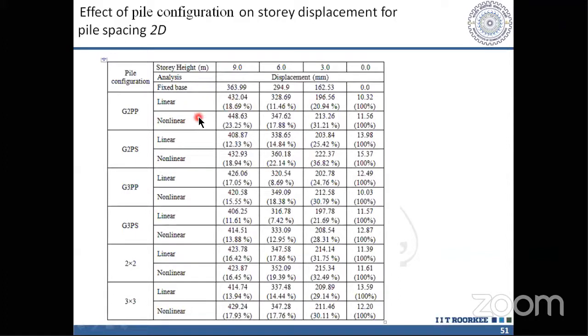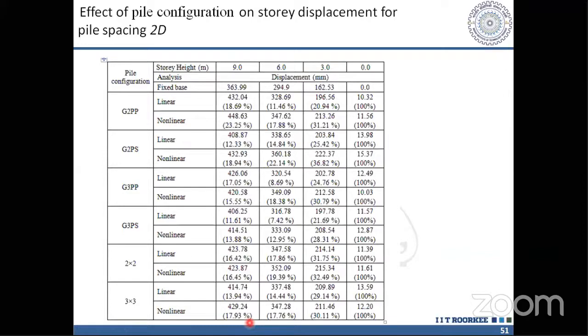But when we assume it is supported on the pile foundations, the 2PP, it was 432 millimeter with linear behavior and 448 with non-linear behavior. So the increase was around 18% here, and around 23% there. Similarly for G2PS, a little bit stiffer, the increase was 12%, and for non-linear the increase was around 19%. For G3PP, three piles in parallel, the increase was around 17%, and for non-linear around 15%. For G3PS, three piles in series, the increase was 11.6%, and for non-linear it is 13.8%. When we go with 2x2, the increase was 13.94%, and for non-linear it was 17.93%, around 18%.